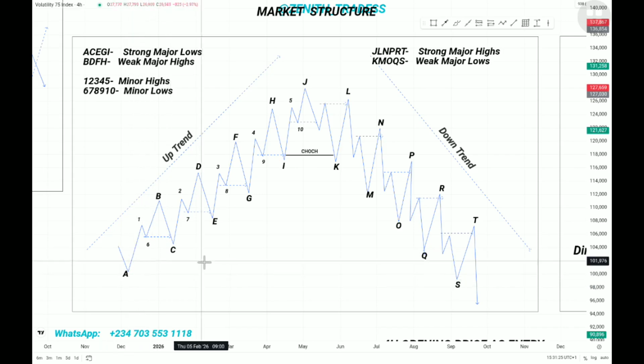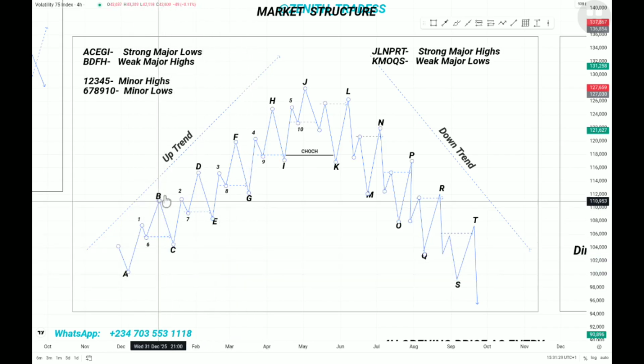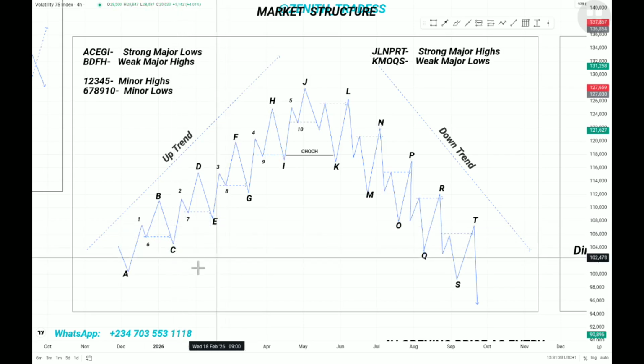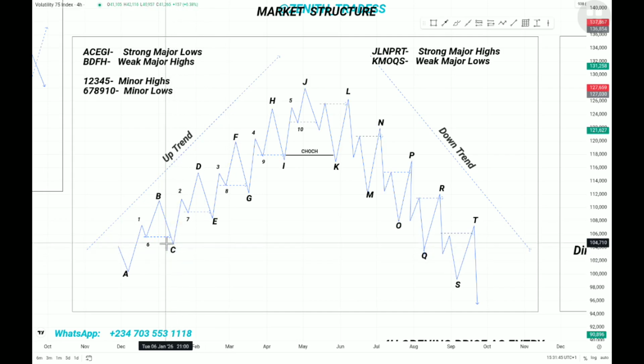You mark out your structure after you have determined the bias, that this is a bullish bias. Where is my last recent major high? Does it break structure? Does my strong low break structure? You are doing this on the 4-hour time frame. So you determine the phase first. When you now determine the phase, that phase will help you know what the objective of that current leg is.